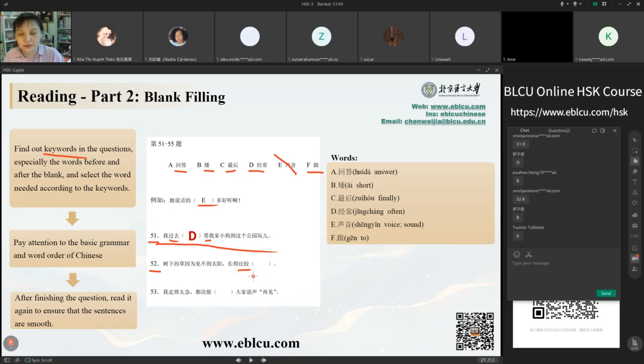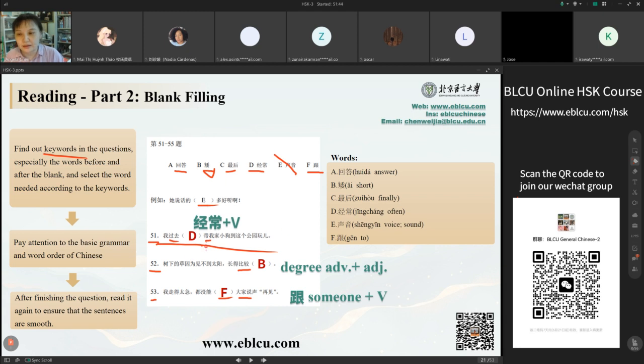Pay attention to the word next to the blank. Yes, it should be B. 比较矮. Okay, next one, 53. 我走得太急，都没能 something 大家说声再见。Something 大家说。Yes, should be F. 跟大家说.